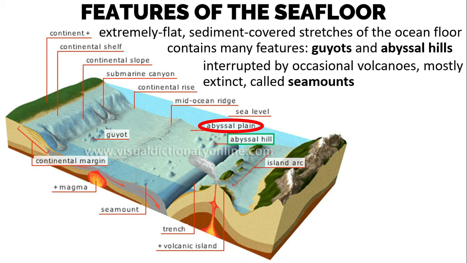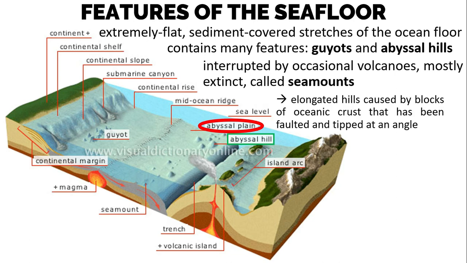Abyssal hills are most commonly caused by blocks of oceanic crust that has been faulted and tipped at an angle. Remember that abyssal hills are the most common seafloor feature, but they are often blanketed in a thick layer of sediment to the point where they become invisible.